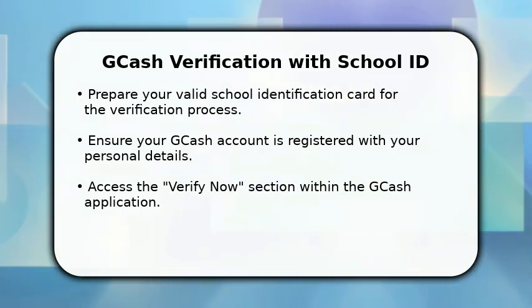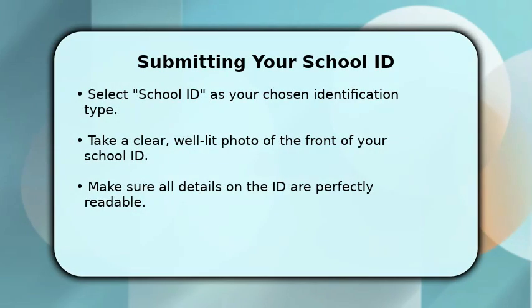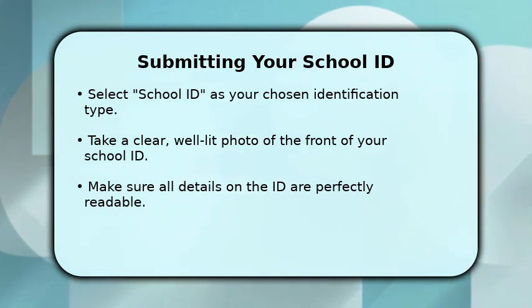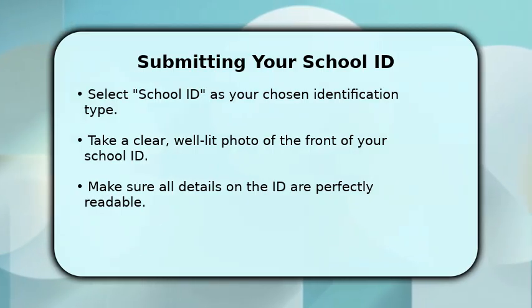Next, open your GCash application and navigate to the Profile section. Look for the Verify Now option to begin the process. Once you are in the verification section, you will be prompted to choose your identification type. Select School ID from the available options.